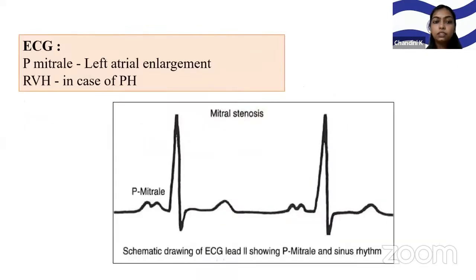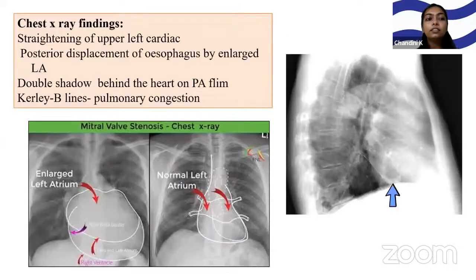Moving on to the ECG changes. There is the presence of P mitrale, that is bifid P waves, because of left atrial enlargement. And in case of progressive pulmonary hypertension, features of right ventricular hypertrophy can be seen, like tall R waves in V1. The chest X-ray findings are straightening of the upper left cardiac border due to the enlargement of the left atrial appendage, posterior displacement of the esophagus by the enlarged left atrium, a double shadow behind the heart on PA films, and Kerley B lines if there's associated pulmonary congestion. And on the lateral or oblique X-rays, we can see the presence of calcifications in the mitral valve.